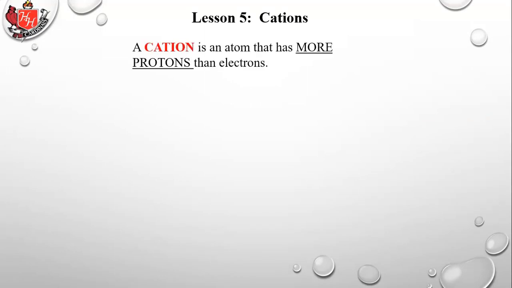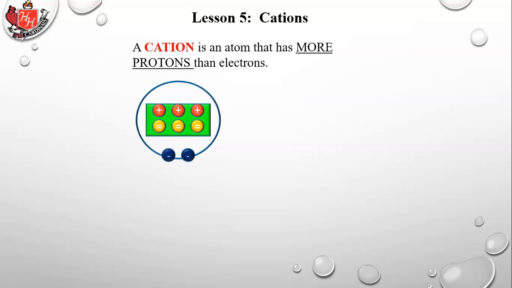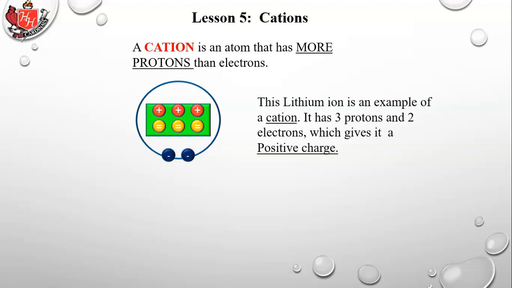Cations. A cation is an atom that has more protons than electrons. So the lithium we just looked at, which can lose an electron very easily, is an example of that. So this lithium lost an electron. It now has more protons than electrons. This lithium ion is an example of a cation. It has 3 protons and 2 electrons, which gives it a positive charge.